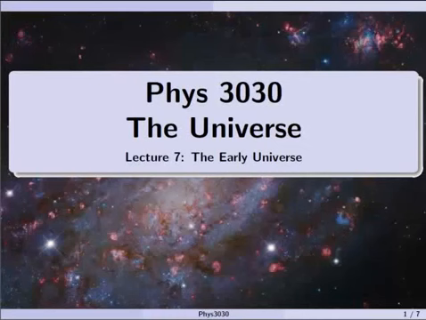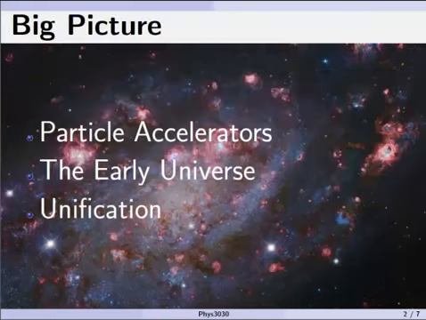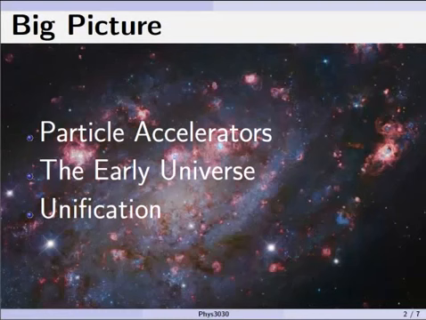This is Physics 3030, the universe, lecture 7. This lecture is going to be about the early universe, the universe before recombination, before the microwave background gets sent away. We will begin by talking about particle accelerators, then the early universe, and then a little bit about the unification of forces, which is talked about in this section of your book.